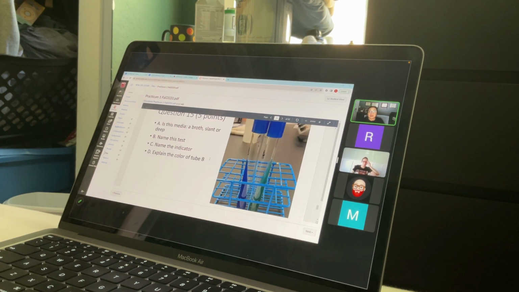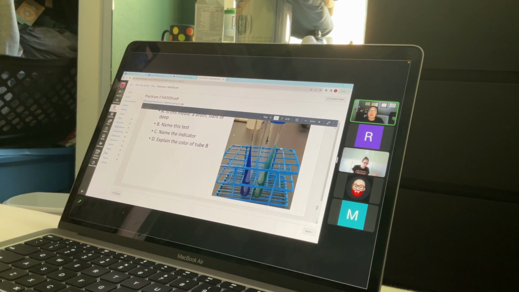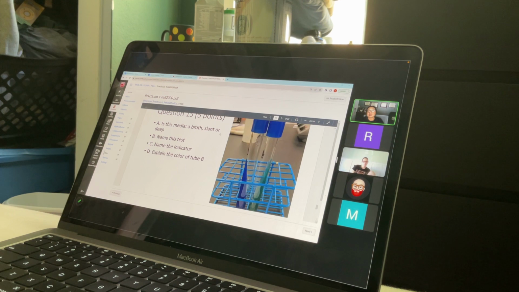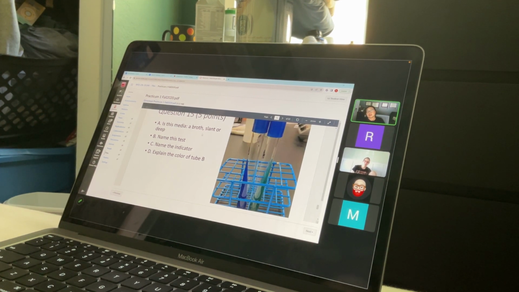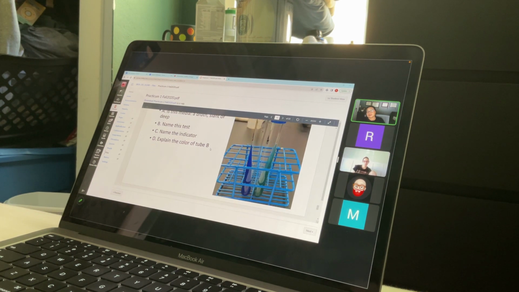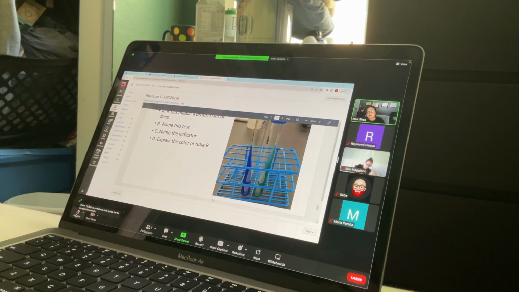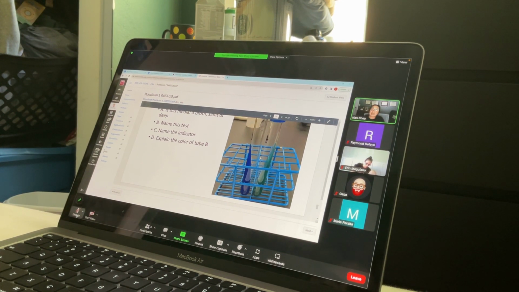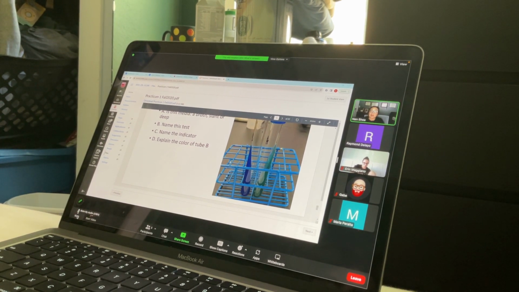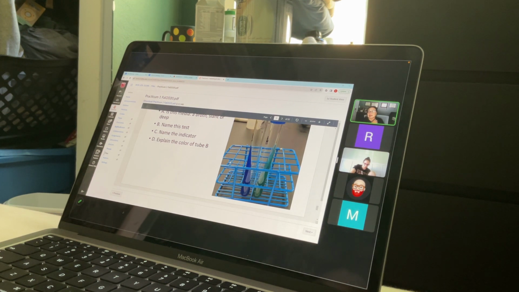Okay, we inoculate this, but we didn't interpret the result. One of the questions I asked related to chapter 6 or the first lab: is this a broth, a slant, or a deep? You said this is a slant. And then name this test. This was the Simon's citrate. Simon's, yeah. Go ahead, Raymond. It was a Simon's test, right? Yeah, Simon's citrate utilization test.